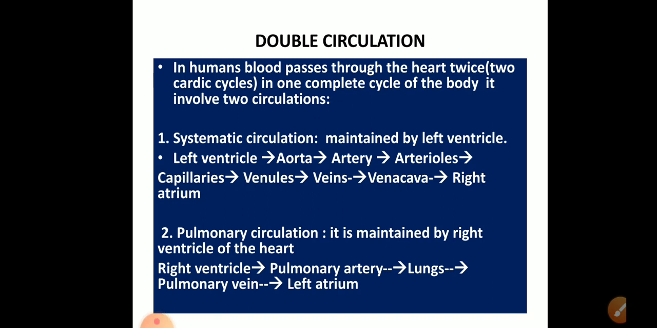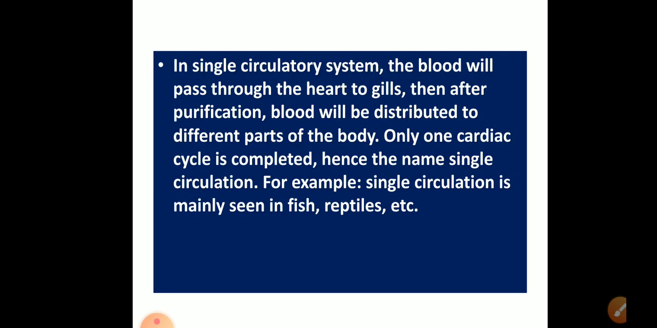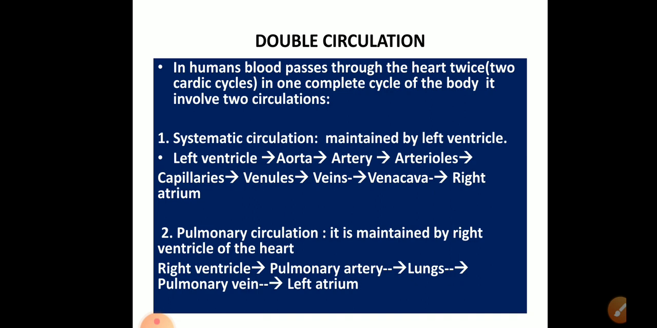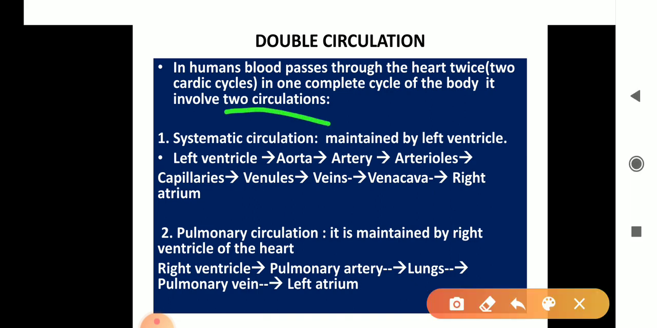Okay, then what is a double circulation? The circulatory system of humans is called double circulation. The blood passes through the heart twice in one complete cycle of the body. That's why it is called double circulation. It involves two types of circulation. The first is called systemic circulation and the second is called pulmonary circulation.